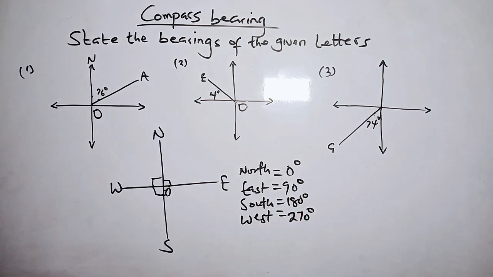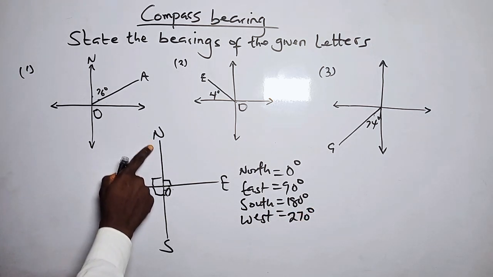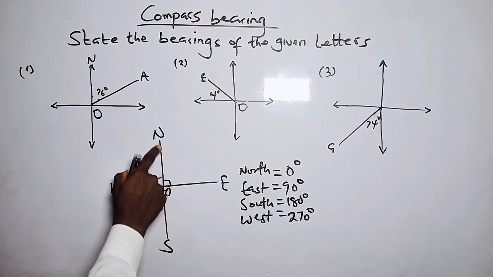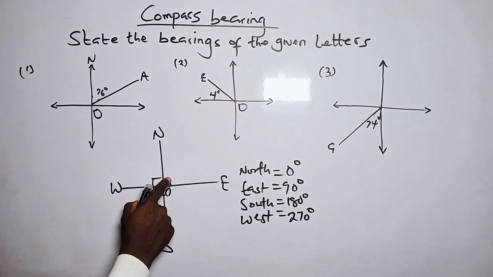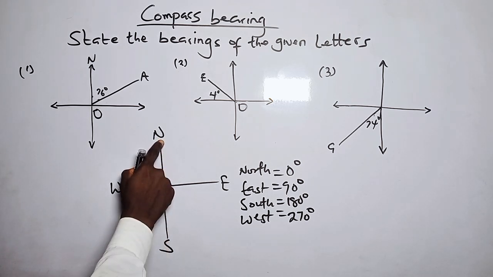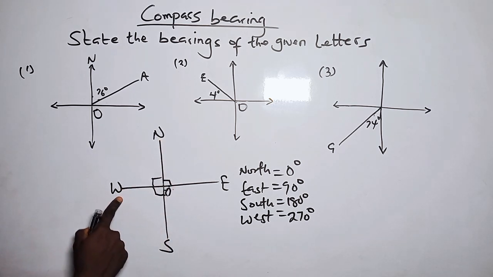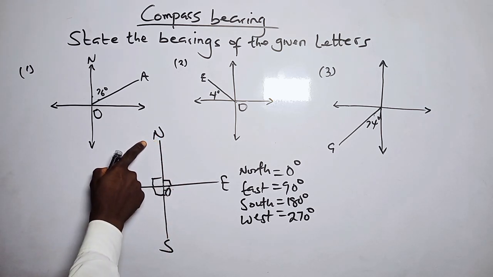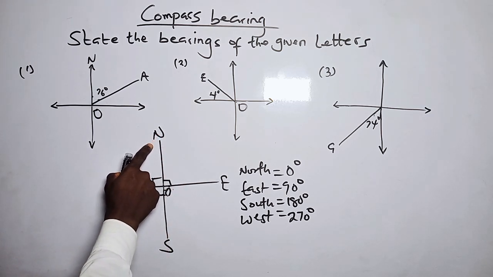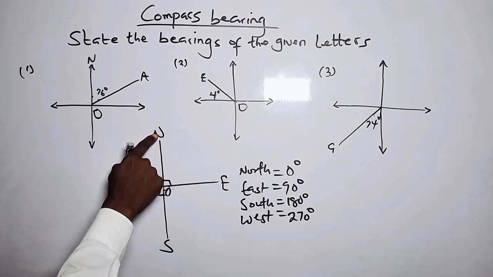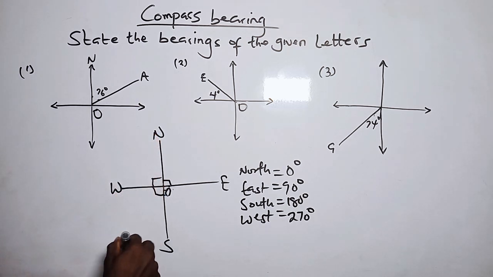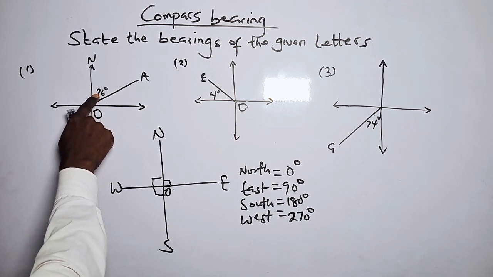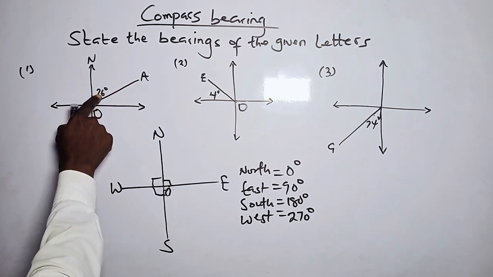From the north to the east, the total angle is 90. North to south, we have 180. From north to west, we have 270. And going all the way round, we have 360 degrees, starting from 0 degrees here. So now, to state the bearings of the given letters from the origin.